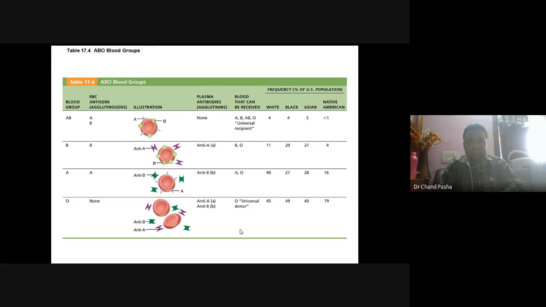But this is a rough figure. Suppose O can donate, as per the rule, O can donate to A. In the O person, the anti-B is there, and the antigen is there in the A person. So this A antigen and the anti-A may combine with one another to give an agglutination reaction. This does happen, so for this we do cross matching.